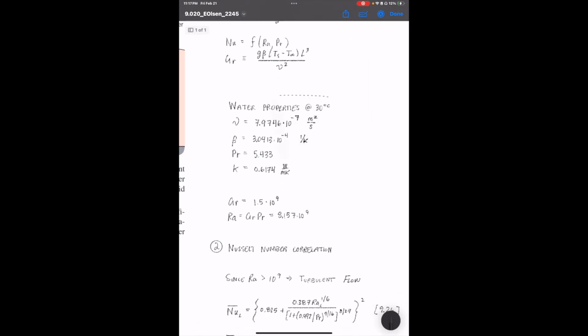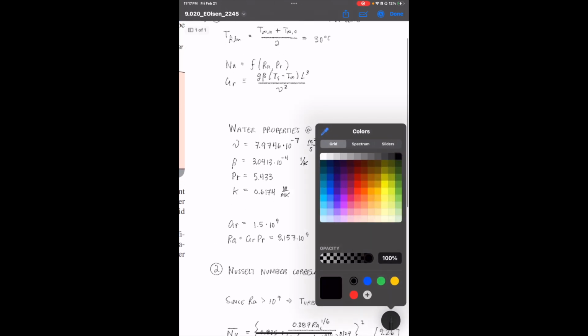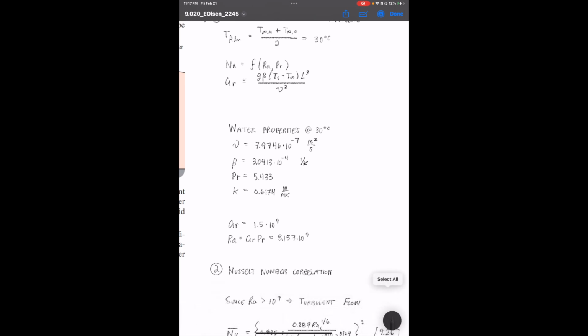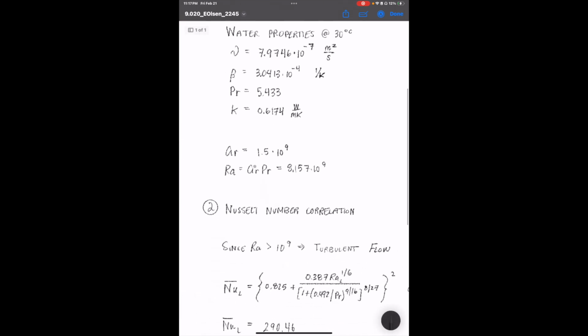And so, knowing that, we can get our water properties at 30 degrees Celsius, our film temperature, which turns out to be all of these. And we can plug those into our Grashof number equation pretty easily, and we get a Grashof number around 1.5 times 10 to the 9. And we can use that to find our Rayleigh number, which is the product of our Grashof number and our Prandtl number, and that turns out to be 8.157 times 10 to the 9.